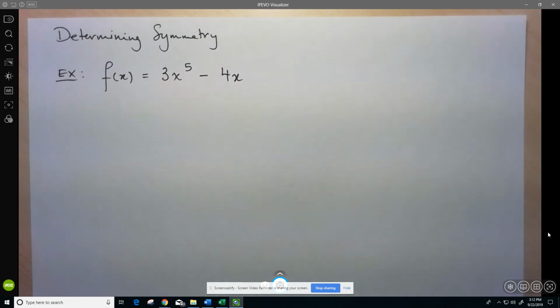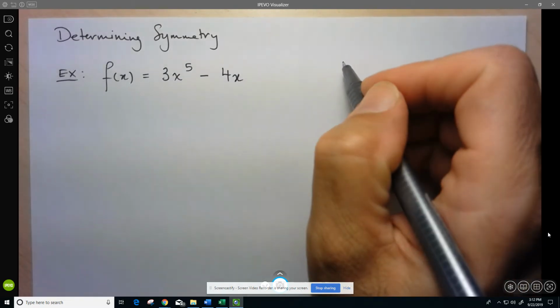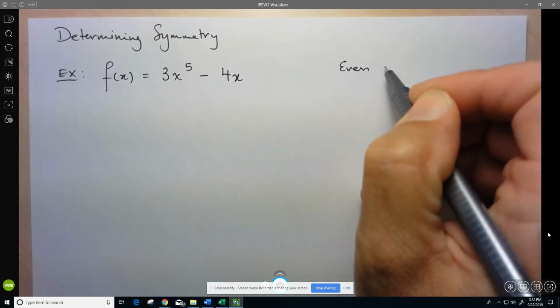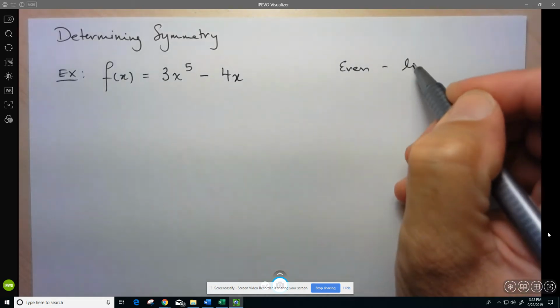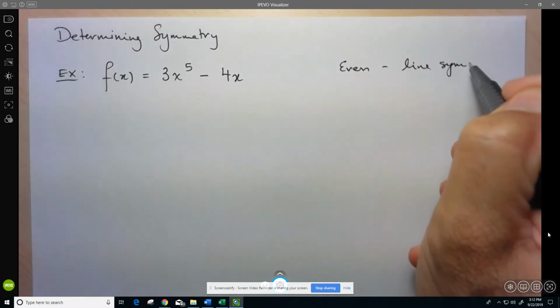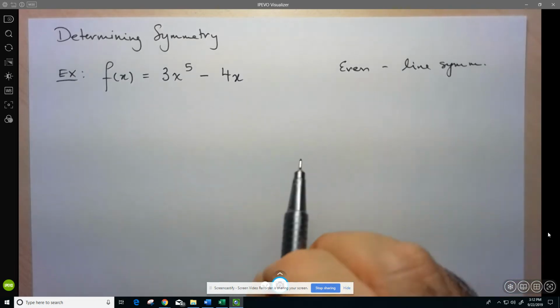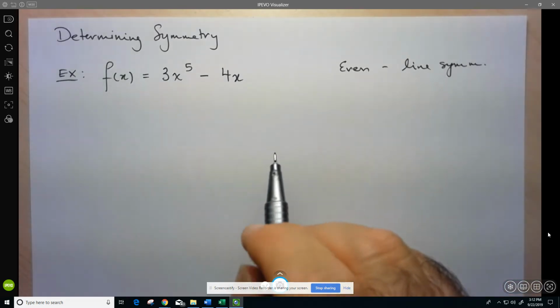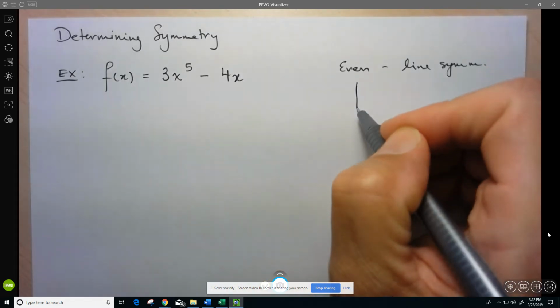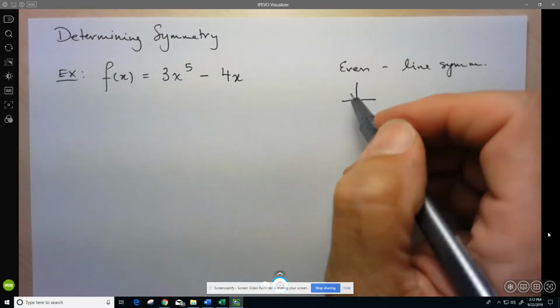Hi folks, we're going to do a quick review on this idea of determining the symmetry of a function. There are two types of symmetry that are of interest to us. First is what we call even symmetry, or what the textbook refers to as line symmetry, and the line they're talking about is the y-axis. Here, even symmetry looks like this.